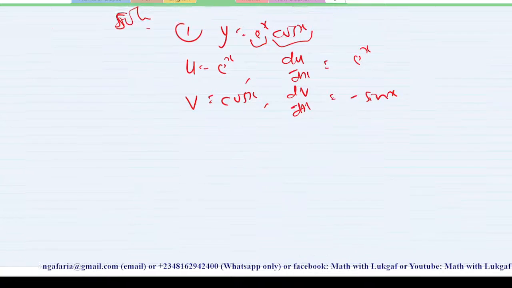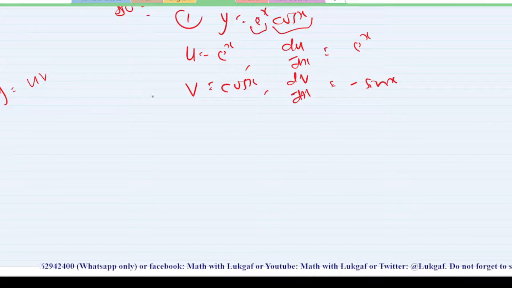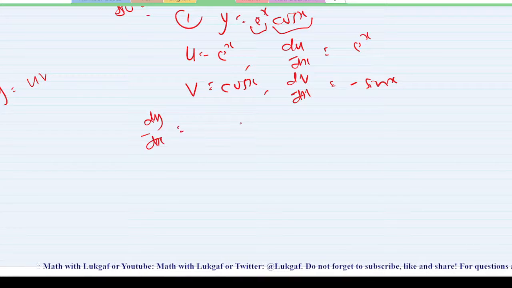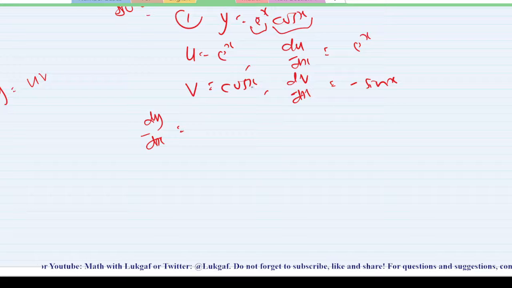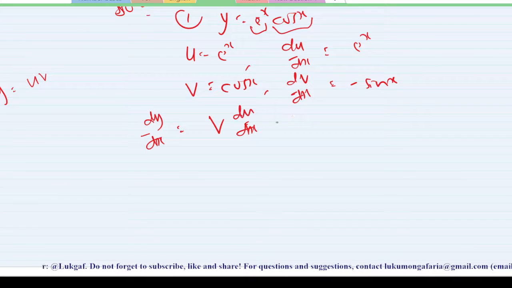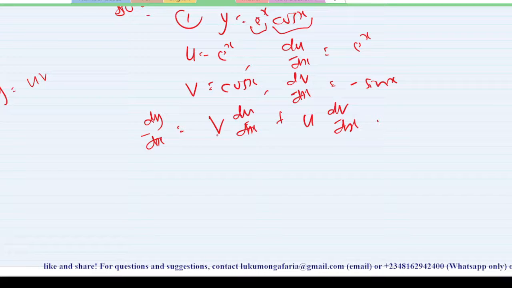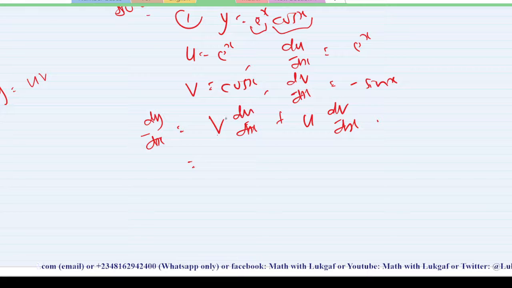And with the formula I wrote for you, that is when you have your function in terms of products like this, then your dy/dx is what? Don't forget, differentiating the first, leaving the second as it is: v du/dx plus u dv/dx, which is the same thing as leaving the second, differentiating the first, plus leaving the first, differentiating the second. So you can do it like that, or you just substitute directly.